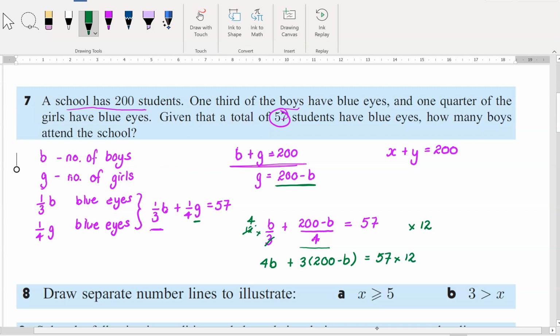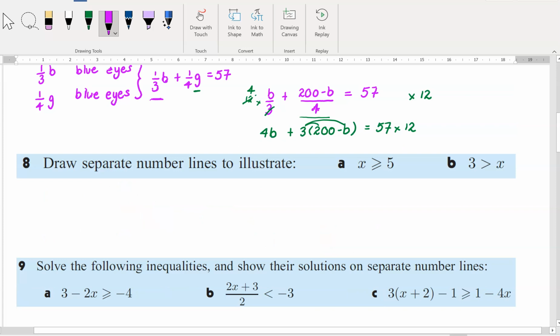So this is a hard one. I wouldn't worry too much if you didn't get it. You're not done. You would expand your brackets, then solve for B. Okay, hope that helps. The next one, draw number lines.